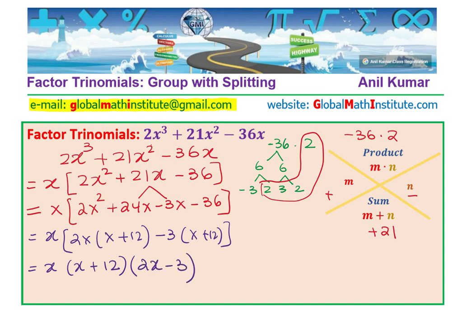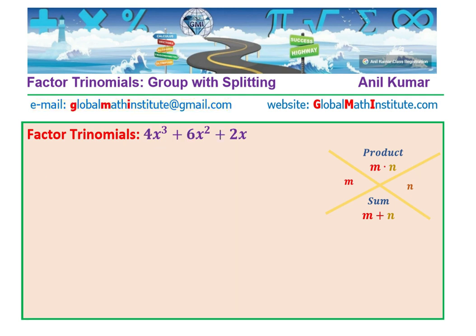Does that make sense to you? That is how we are going to factor. Very good example. I hope you have understood it, right? So another 3 questions to go. 4x cubed plus 6x squared plus 2x is the next one.